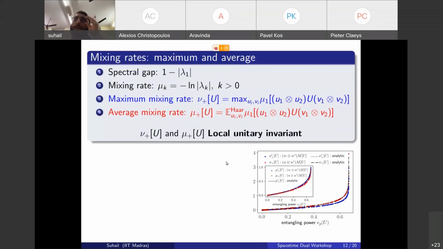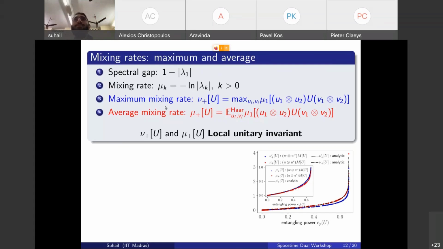Okay, so given the spectrum of these channels, to quantify the decay of correlations, we define the spectral gap, which is usually defined as 1 minus lambda 1, and the corresponding mixing rate. In open system dynamics we usually call these the relaxation rates. So we define the rates as minus log of the modulus of the corresponding eigenvalue. So mu0 will be just 0, corresponding to the trivial eigenvalue.